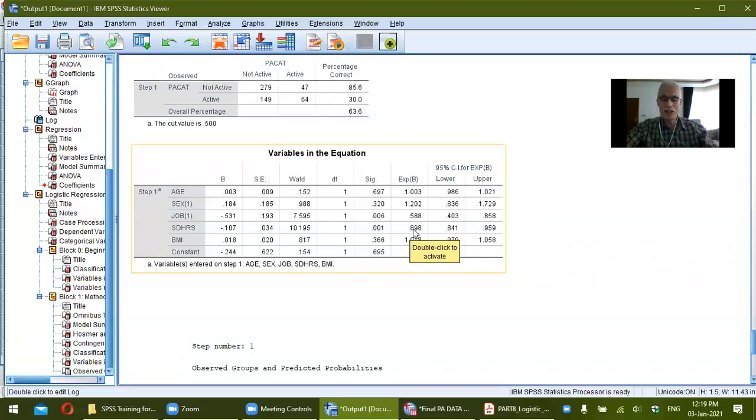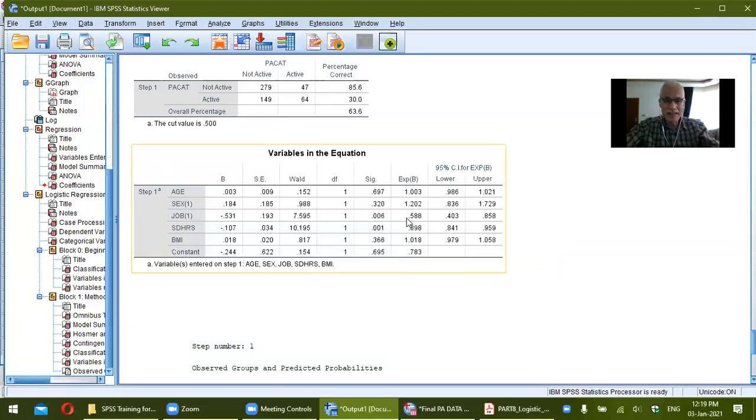An odds ratio less than 1 means protective, and both of them are less than 1. They don't pass through 1. This is the confidence interval of the odds ratio. The others pass through 1, so they are not significant, but these are significant, and both of them are less than 1, which means they are protective. So how do we understand protection?